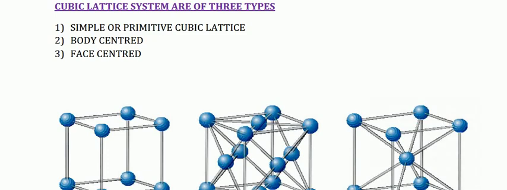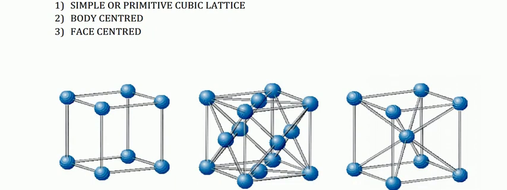So in the last lecture we talked about cubic lattice systems. We saw various 2D and 3D cubic lattice systems, and in the cubic lattice system we have three types: one is simple or primitive, one is body centered, another is face centered. As we discussed earlier, what do we mean by simple? In the simple cubic system, all the atoms are at the corners.